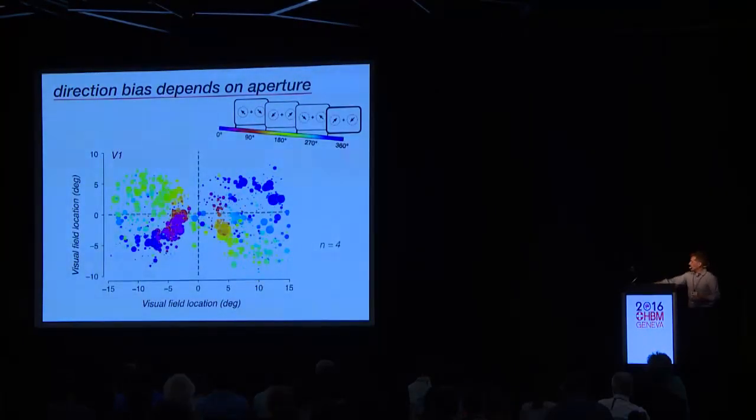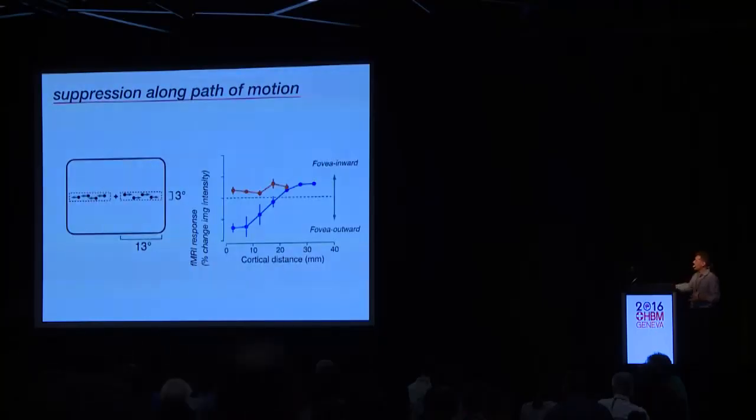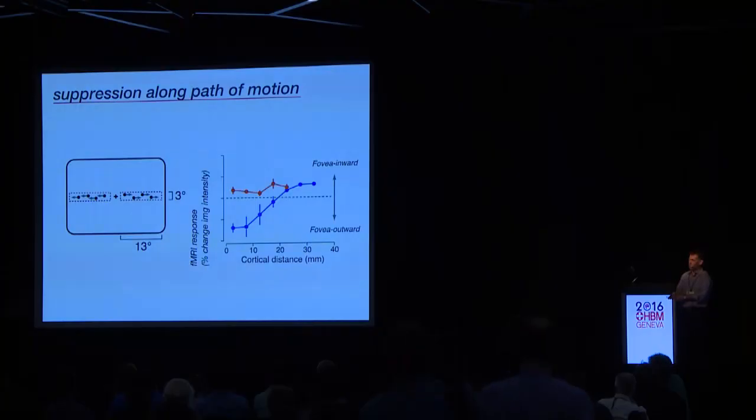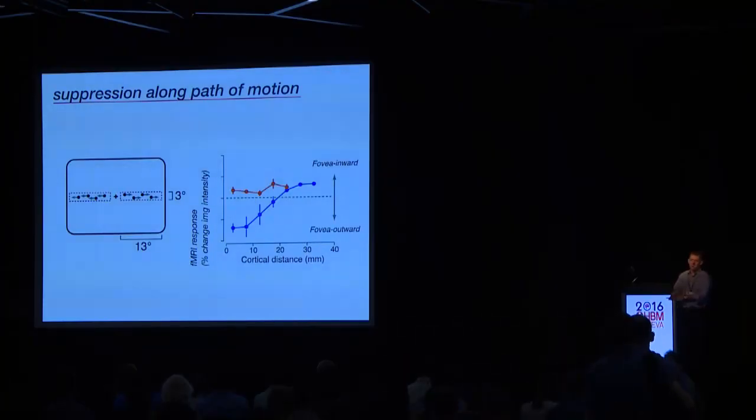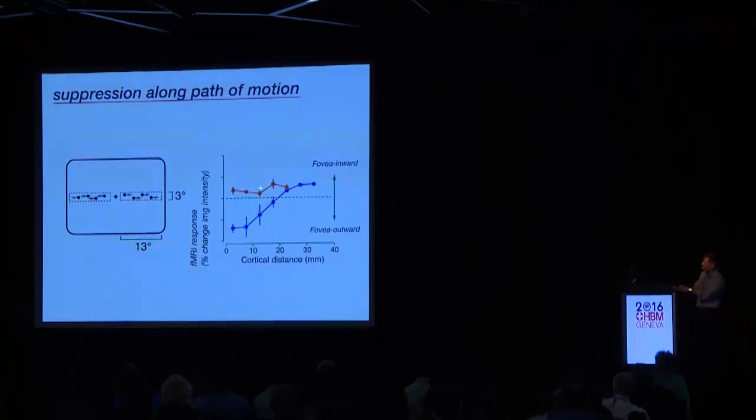To test this hypothesis, we did the following experiment. We confined the dots to two rectangular apertures, and we alternated inward and outward motion in blocks of time. So this allowed us to measure the response to a block of outward motion, followed by a block of inward motion. We then plotted the amplitude of the response in V1, shown in blue, and MT, shown in red.